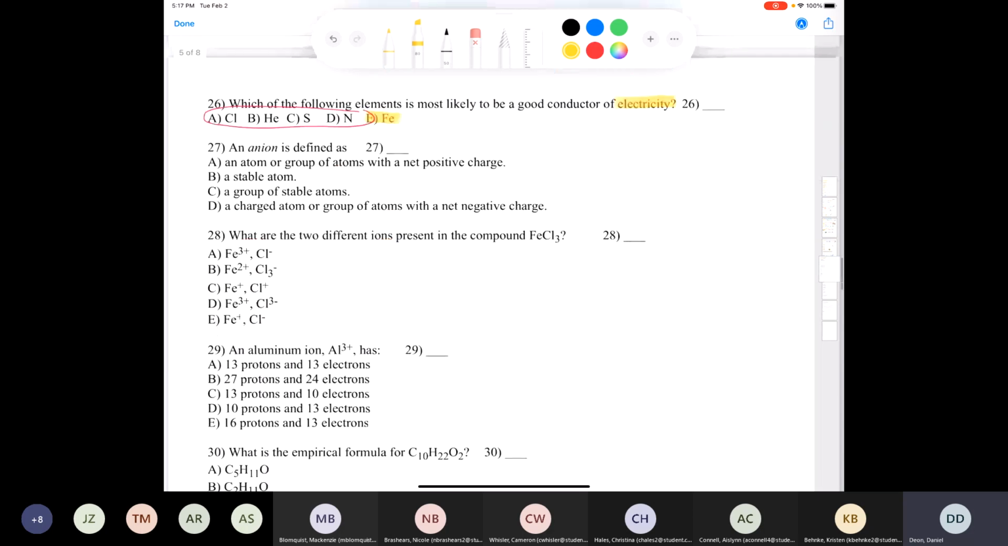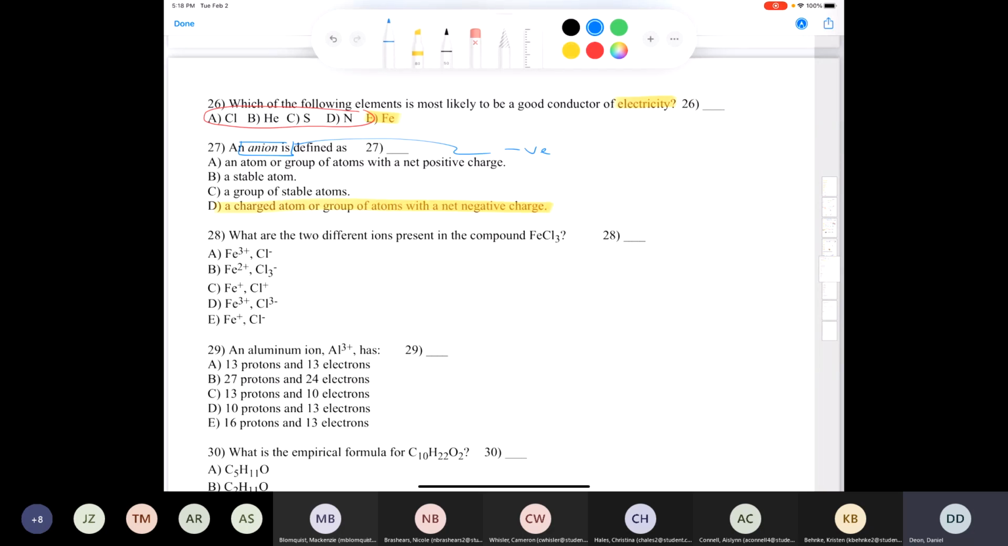All right, let's move on to number 27. 27 is just a question about definitions. It asks you to define what an anion is. We've talked about what a cation and an anion is. An atom or a group of atoms with a net positive charge? Well, that can't be, because anions have a negative charge. A stable atom? Well, not necessarily. If you look at D, it says a charged atom or a group of atoms with a net negative charge, right?